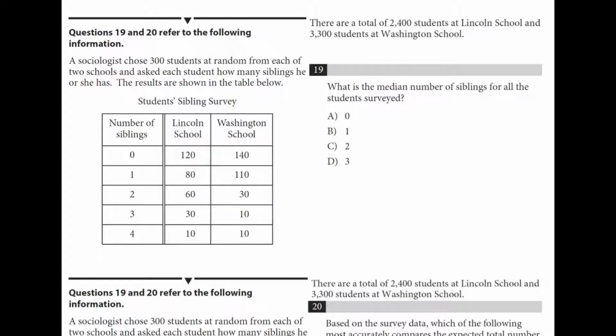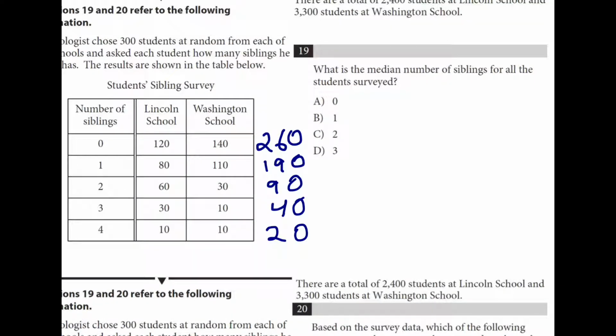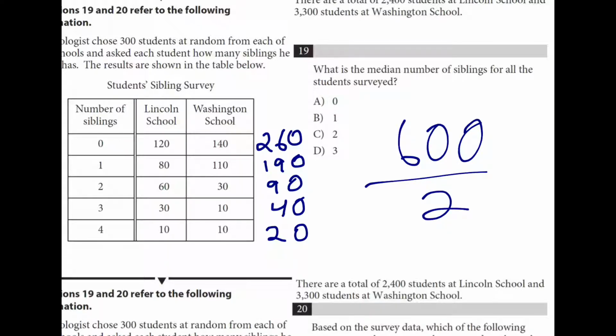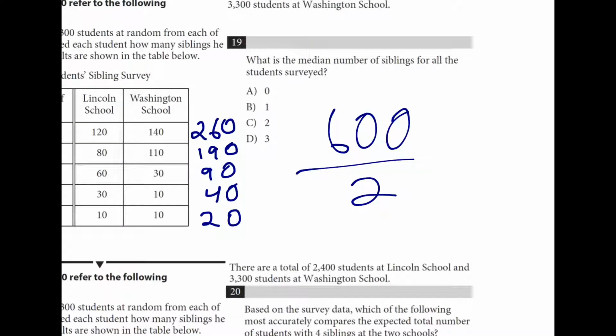To find the median, I could cross off the largest and cross off the smallest, but since we're dealing with 600 numbers, that's not very practical. So what's another approach? What I chose to do here is I added the two columns, Lincoln School and Washington School, to figure out the number of siblings for all students surveyed. And out of these 600 values, I don't have to count off from the top and the bottom to find the median. I know that for 600 values, the median is going to be right in the middle. And in fact, since it's an even number, it'll be the average of the 300th and the 301st value.